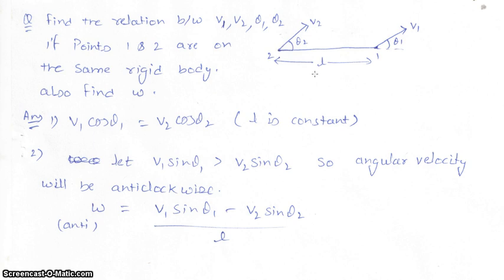So the rod will appear to rotate anti-clockwise. So we'll take the same formula, difference in the velocities perpendicular to the line joining them divided by the separation between them, to get the value of angular velocity. If our assumption is wrong, we get angular velocity in clockwise direction, or we get negative angular velocity in anti-clockwise direction, which are the same terms.